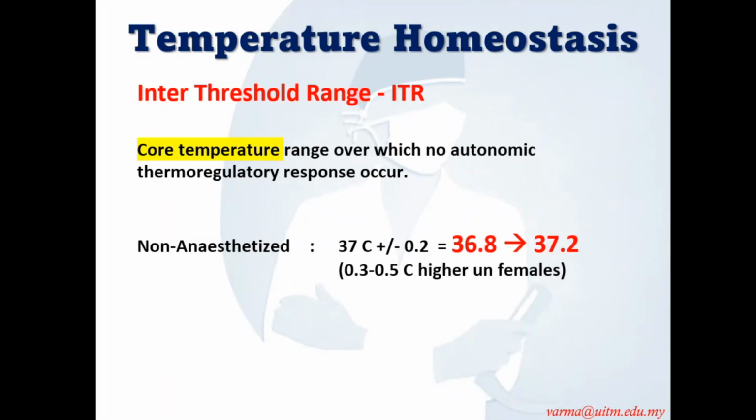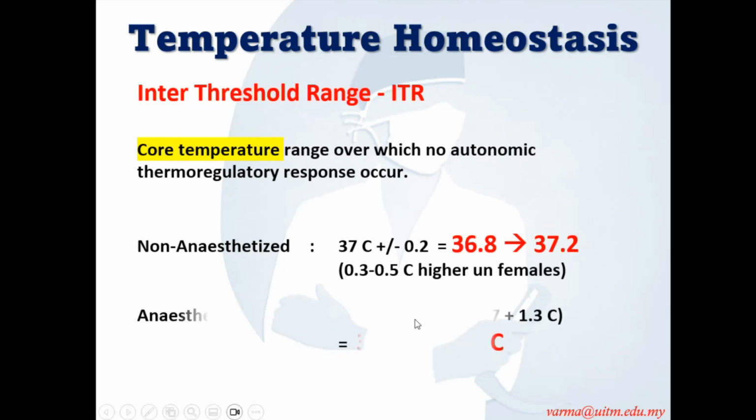In males it is plus or minus 0.2, and in females it is plus or minus 0.3 to 0.5, slightly higher because of the hormonal differences. So in a non-anesthetized patient, even a slight fluctuation in temperature will activate the thermoregulatory response, and the patient will come back to normothermia.